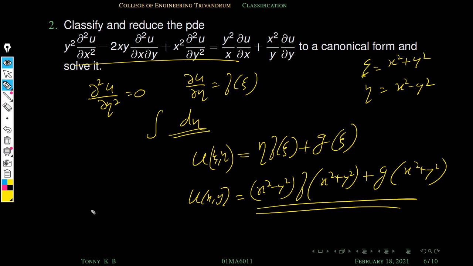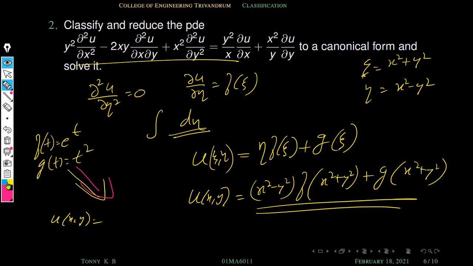For example, you can find one solution. Suppose we choose f of t as e raised to t and g of t as t square. Then what is the solution corresponding to this choice? What is u of x, y? Ultimately, what is u of x, y?